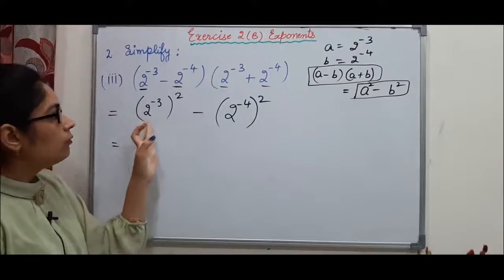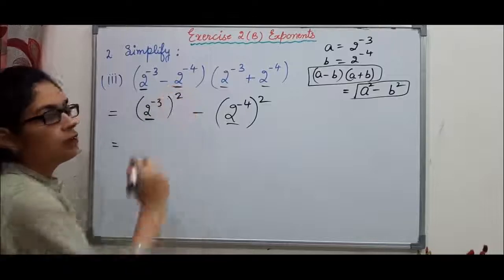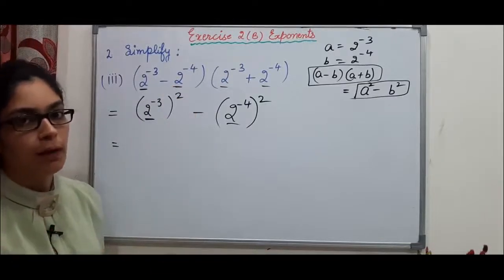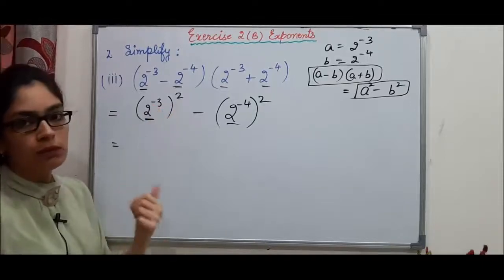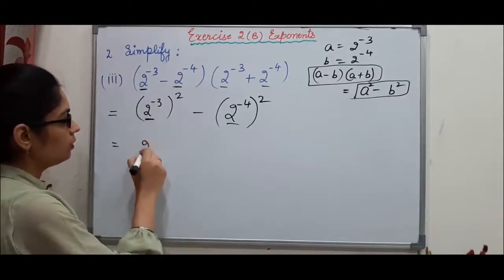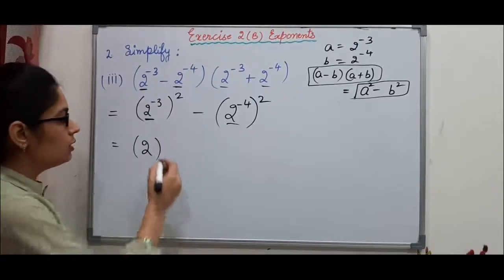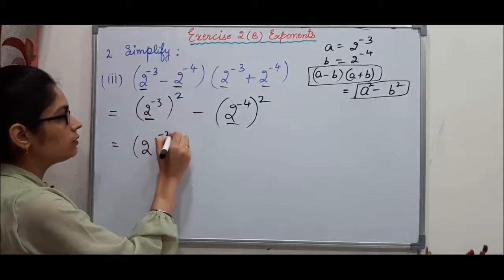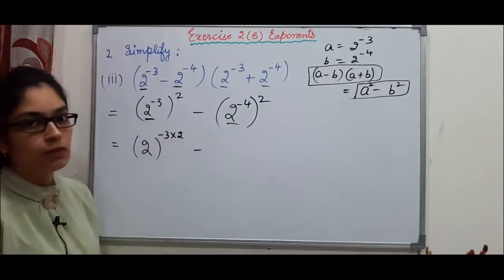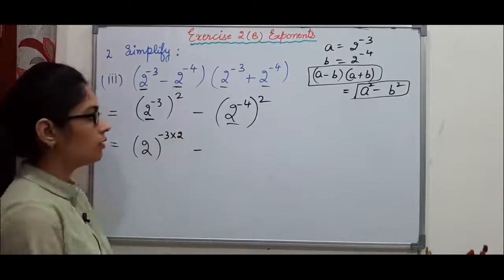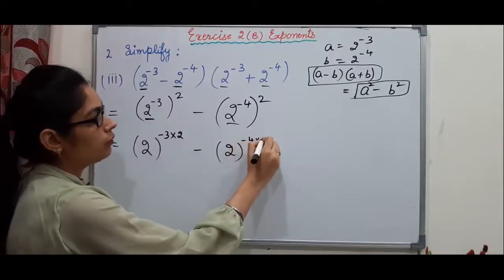Now with each of them, we can see this is one number, this is one number, and they have two powers. So we can apply the power rule here. We can multiply the powers and convert these two numbers into a single number. 2 to the power, one power is minus 3, the other power is 2. So as it is we have to write minus 3 into 2. Write the powers along with their signs. Don't ignore the minus sign anywhere. Here 2 to the power minus 4 into 2.